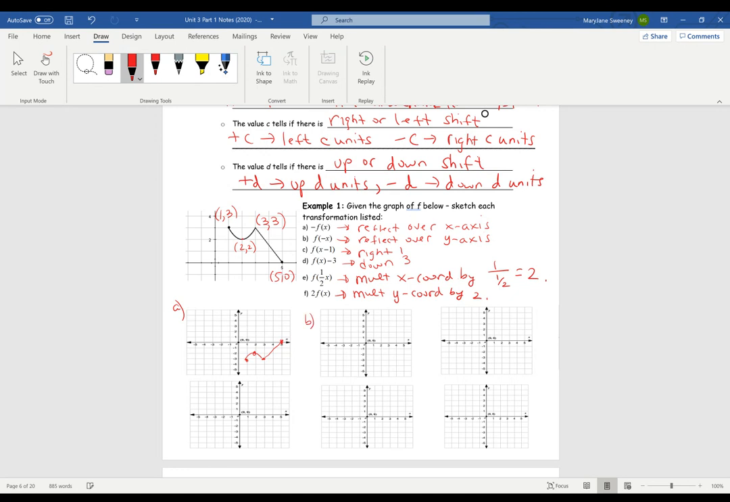For B, it's reflect over the y. So when you reflect over the y-axis, you negate your x value. So 1, 3 goes to -1, 3; 3, 3 goes to -3, 3; 2, 2 goes to -2, 2; and 5, 0 goes to -5, 0.